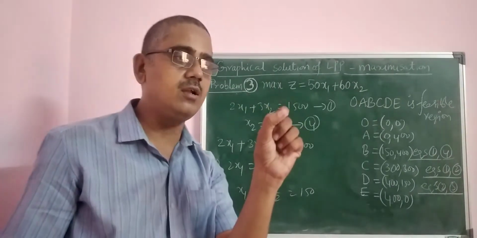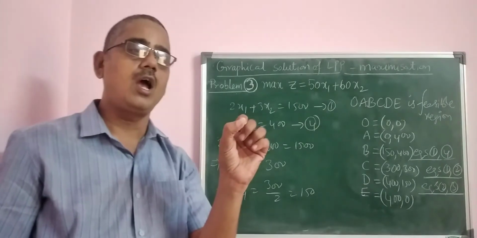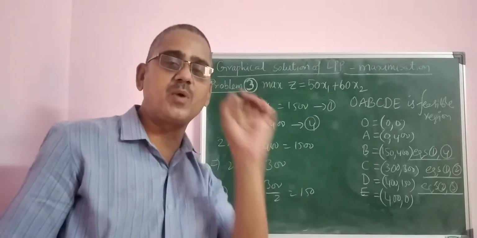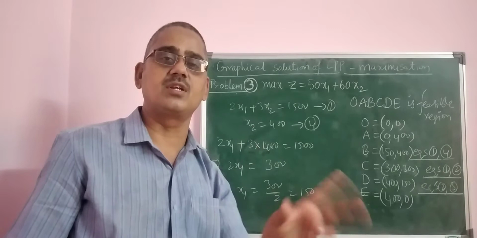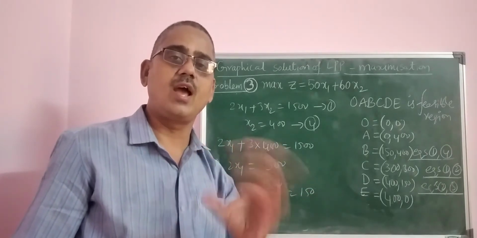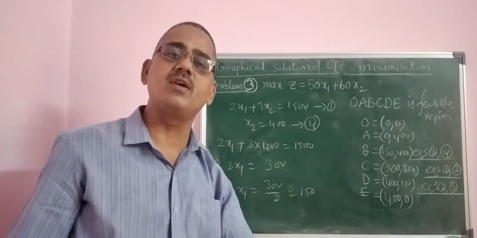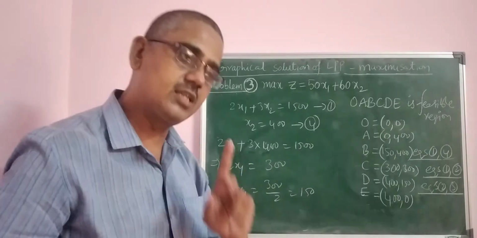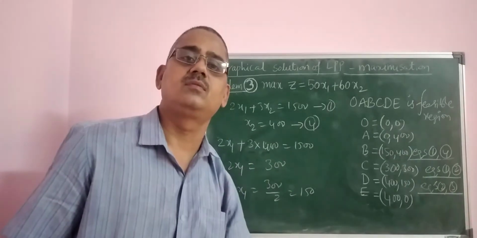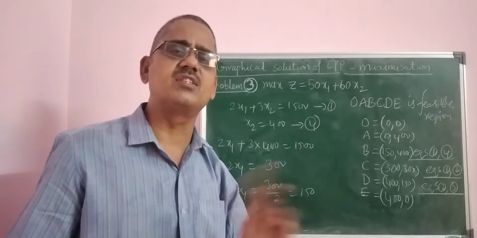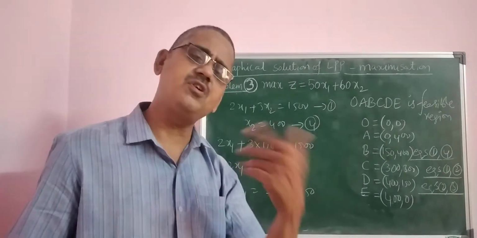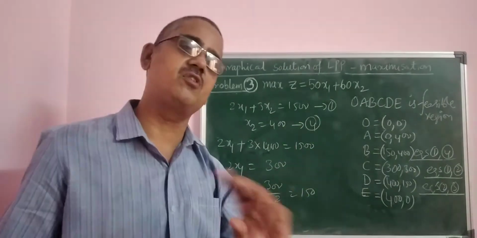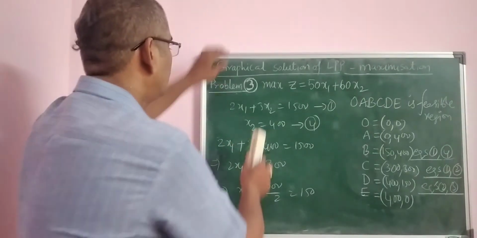You see the point, and in which two particular lines the point is intersecting. When you solve those equations, you will get the point. That is the correct method. Of course, we can identify it in the graph itself, no problem. If you are able to identify it, you can identify it. So this is the procedure.